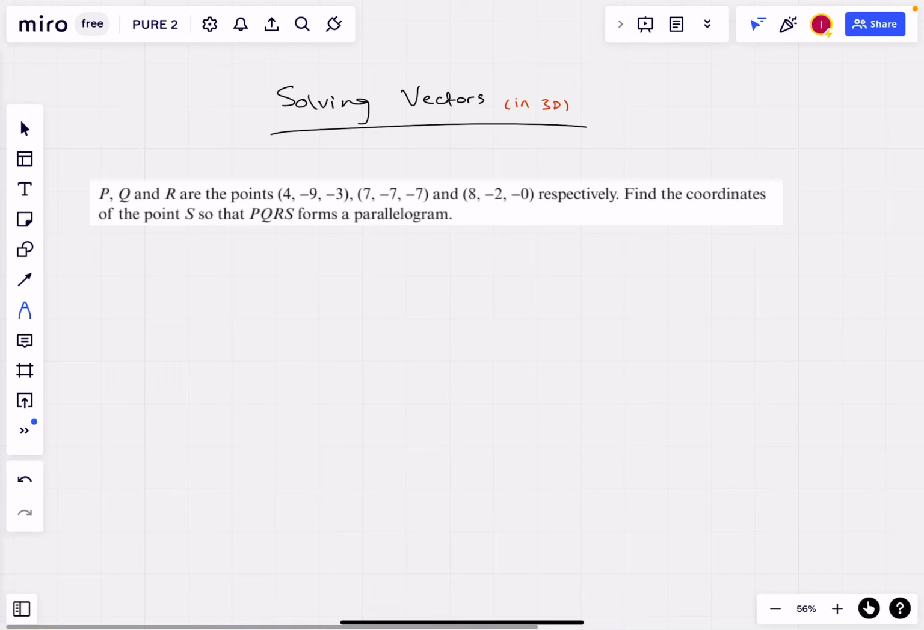You've done solving vectors before. You've done it in Pure 1. And I believe vectors comes up in mechanics as well. You've probably done it in mechanics too. So, that being said, can you try the question on the board, please?